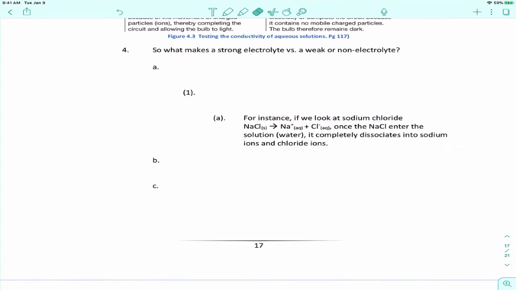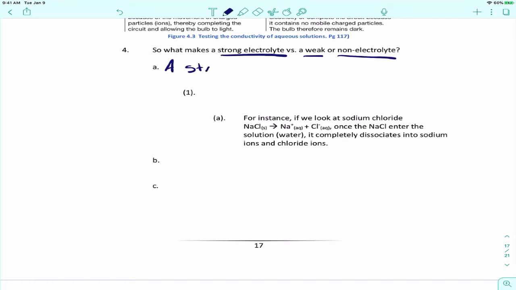Okay, so based on that demo, based on that interactive that we just did, we know that there is a strong electrolyte, we know that there's a weak electrolyte, and then we know that there's a non-electrolyte. So we know we have these three entities. What's the difference between the three? So let's talk about the strong electrolyte.